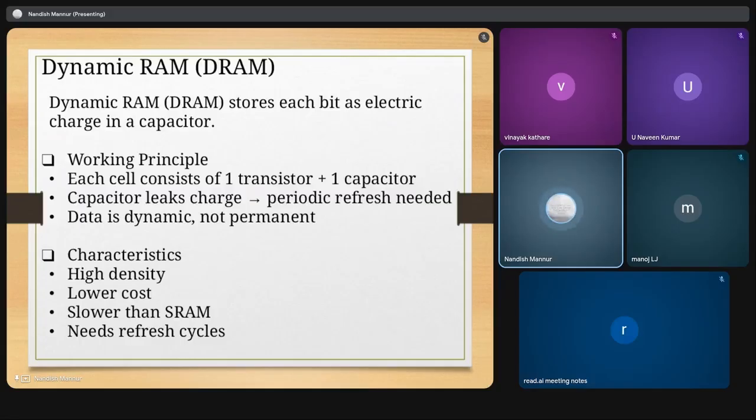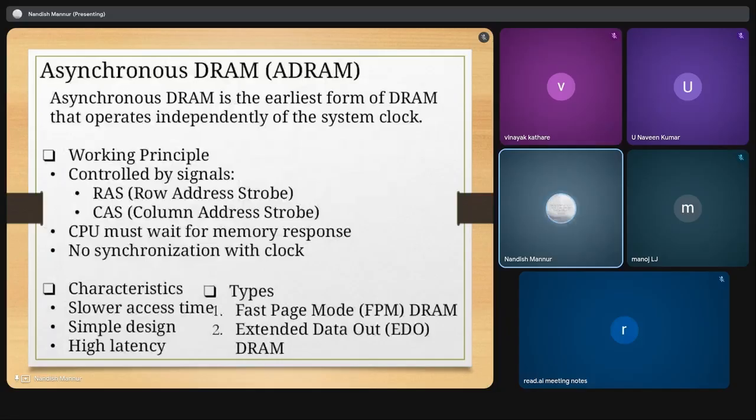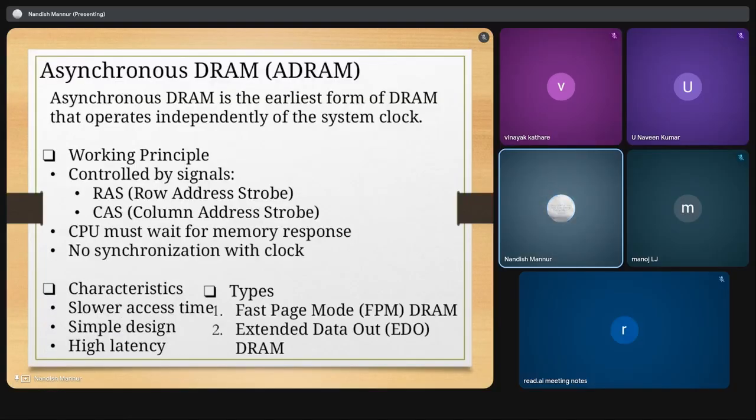The characteristics of dynamic RAM: it is high density, which means a large amount of data can be stored in a small physical area. It is lower cost compared to static RAM, slower than static RAM, and needs refresh cycles. Applications: main system memory and graphics memory. Advantages of DRAM: large storage capacity and cheaper per bit.